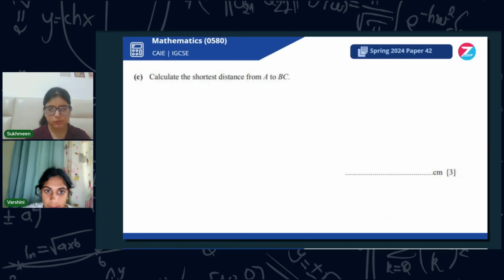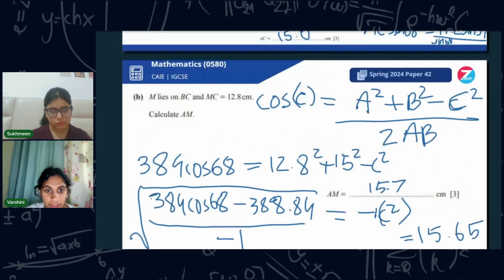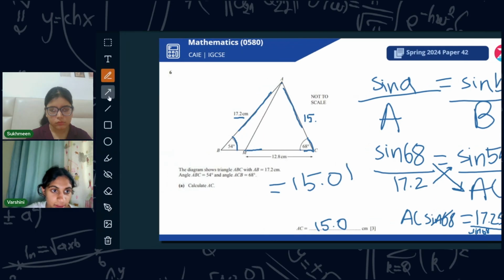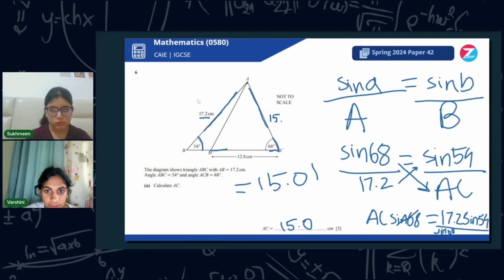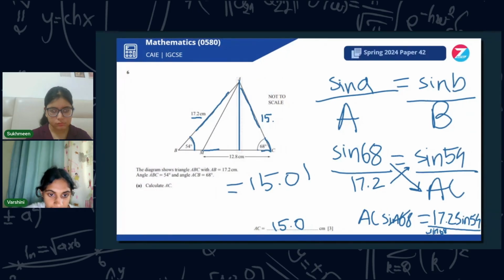Okay. Calculate the shortest distance from A to BC. So let's go back up and look at A over here. We want the shortest distance from A. If we did that over here, that would be a straight line down from A to BC. Remember, the shortest distance is always a straight line, so it's not crooked or slanted. And because it's a straight line, we should get a right angle over here.